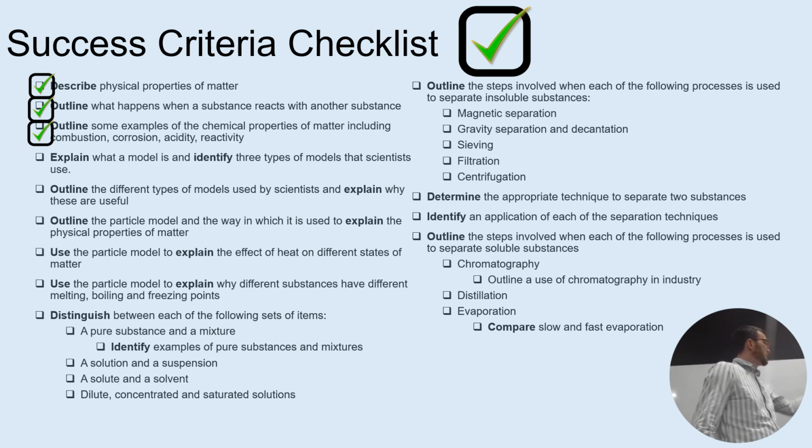And going through these. Combustion, nearly done. Remember, combustion is a chemical reaction associated with fire, burning something in the presence of oxygen. Corrosion is often linked with iron and steel, so something that's rusting or tarnishing or oxidizing. Acidity is that measure of how acidic something is. And reactivity is how something reacts in the presence of another.